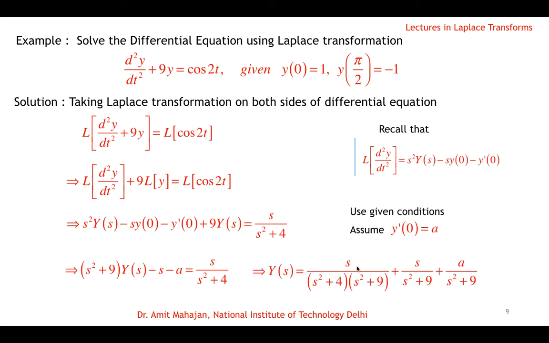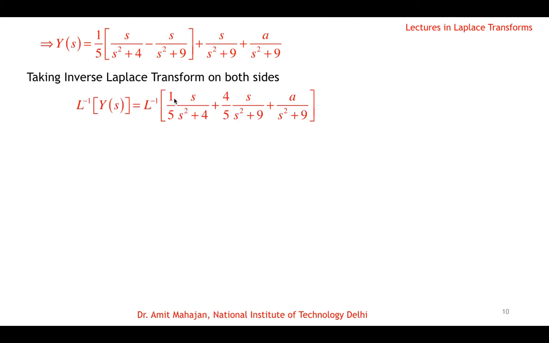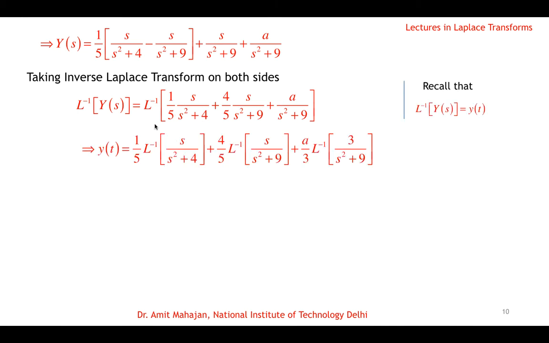Now the final step is to take the Laplace inverse. On this denominator product you can use the convolution or you can use partial fractions. Here I am using partial fractions to solve this. So using partial fractions we separated that denominator, and so we take the Laplace inverse on both sides. Use linearity on the right hand side, and use that Laplace inverse of Y(s) is y(t).